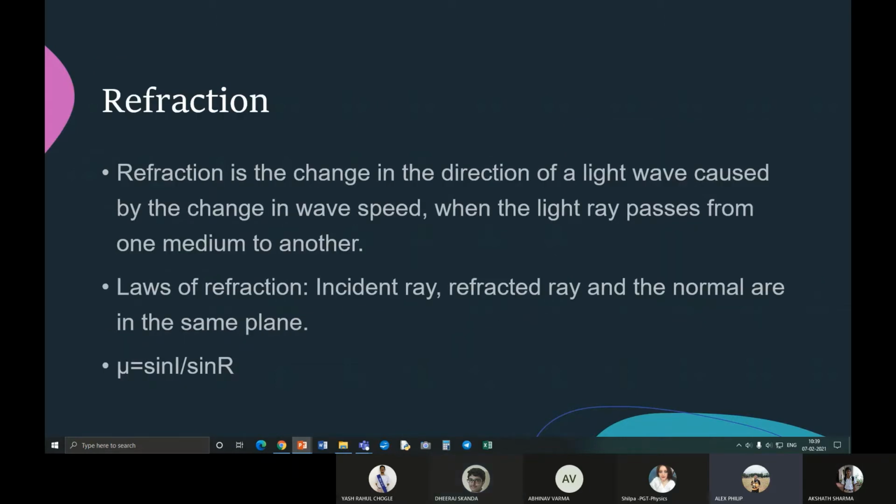Now refraction and types of lenses will be explained by Akshat. So refraction is a change in the speed and direction of a light wave caused by the change in wave speed when the light ray passes from one medium to another. The laws of refraction say that the incident ray, refracted ray, and normal are in the same plane, and Snell's law states that sine of angle of incidence by sine of angle of refraction is equal to a constant, mu.